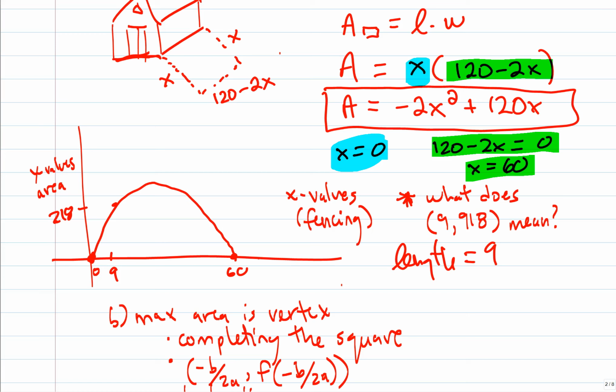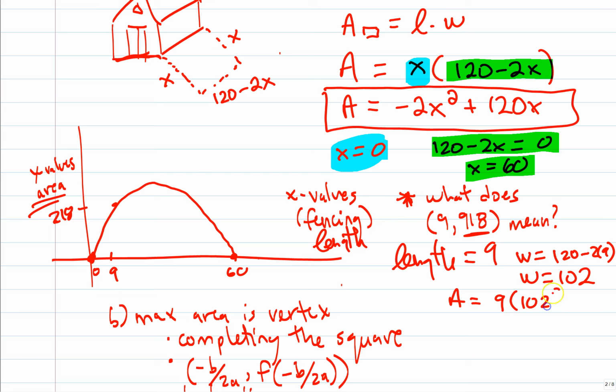So if x was 9 on the first one, x would be 9 on the second one, and the width would be 120 minus 2 times 9, or 120 minus 18, or 102. So what is the 918? Well, that would be the area. See, the y value in this equation is our area. The x values are the fencing, specifically the length of the fencing. Okay? So the area would be 9 times 102. The area would be 918.